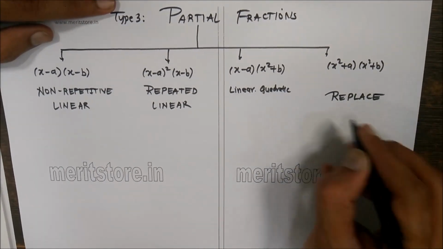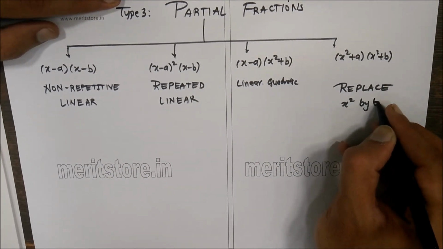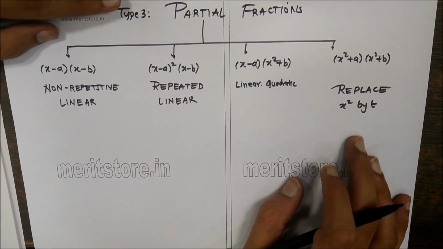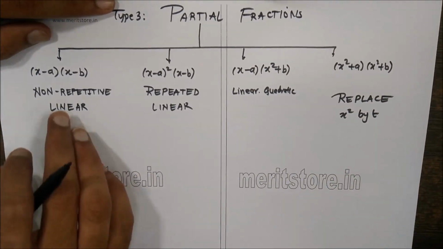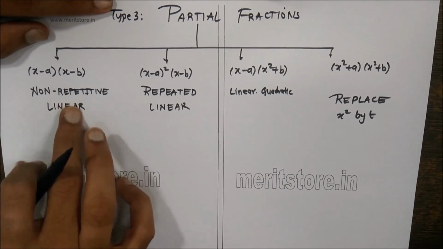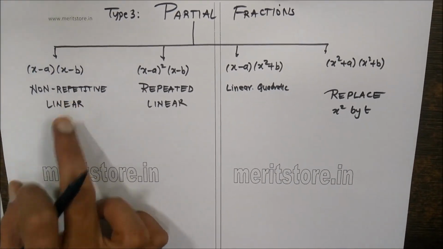We will replace x square by t and then solve the partial fraction. Let us take up an example of non-repetitive linear and understand how do we solve this.